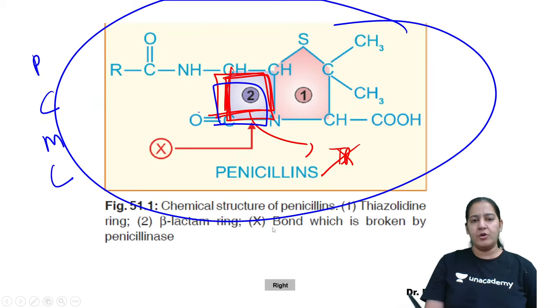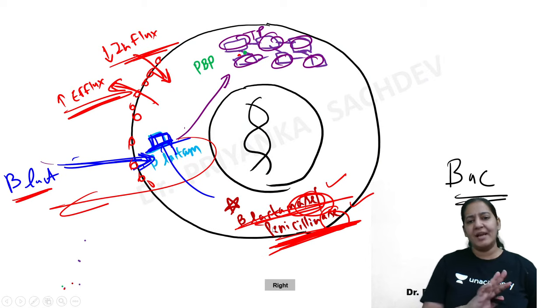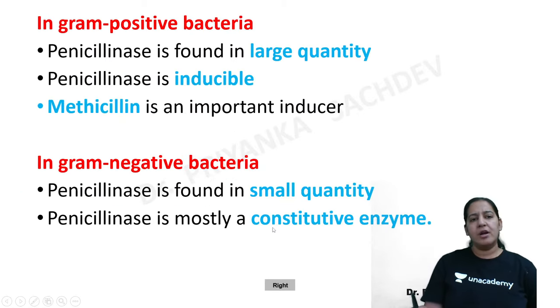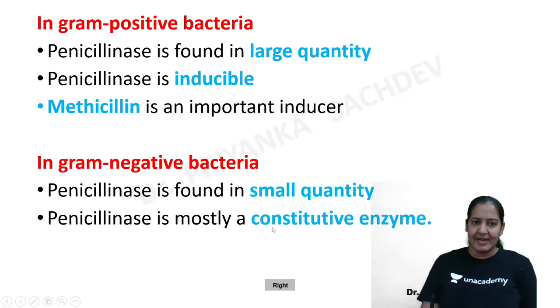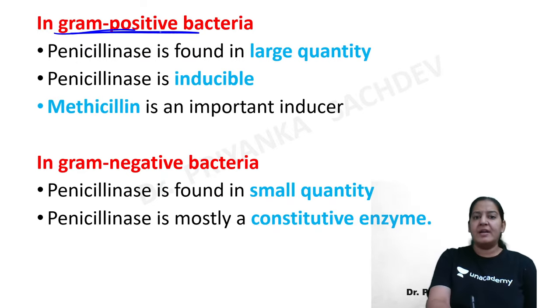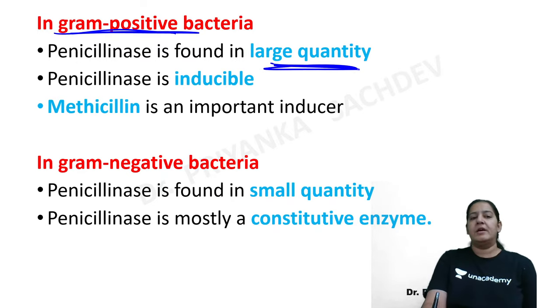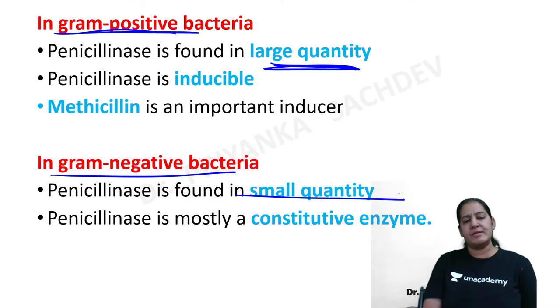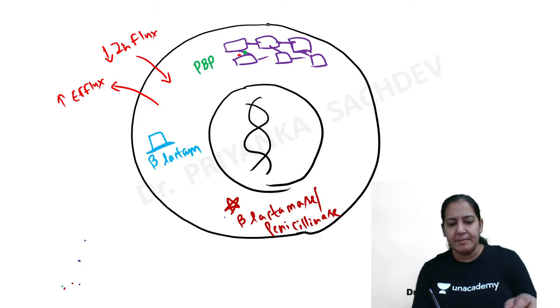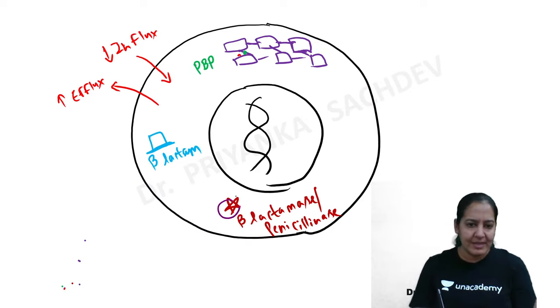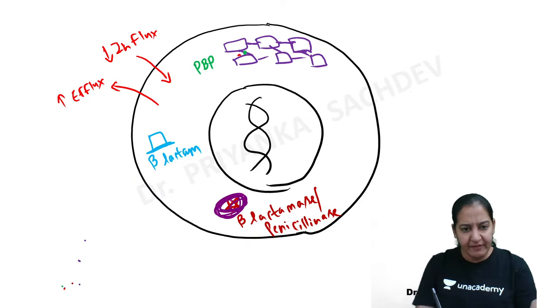You got it, Priyanka? You got it? So Amar, Akshita, you got it? So beta lactam ring is degraded, right? Now this enzyme is present inside the bacteria. In gram positive bacteria, this enzyme is present in large quantity, right? And in gram negative bacteria, it is present in small quantity. But this is the enzyme. Can you all see? I'm talking about this enzyme. This is an enzyme. It will degrade the ring.